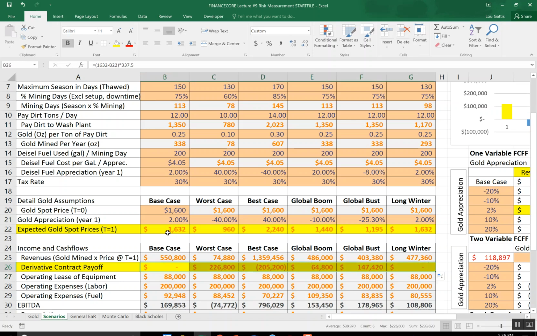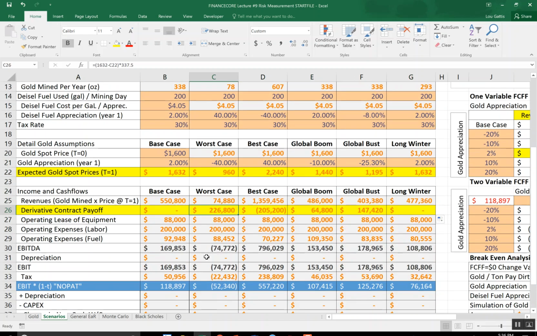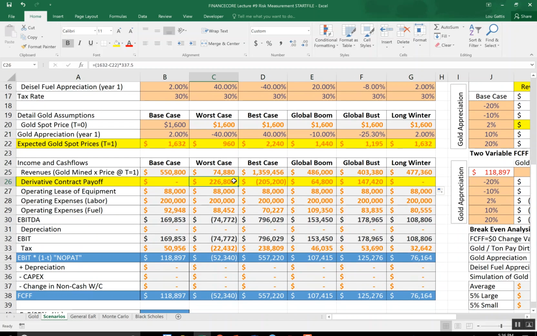If gold prices are $1,600, $960, $2,200, $1,400, $1,100, and $1,600. Notice anytime gold is down, Todd gets paid and things get better, right? This worst case isn't as bad as it used to be. And anytime gold prices go up, Todd pays. So in this case, gold prices go way up, so Todd has to pay.